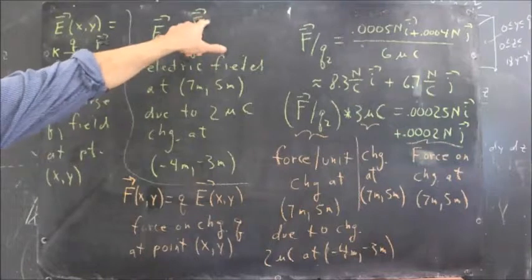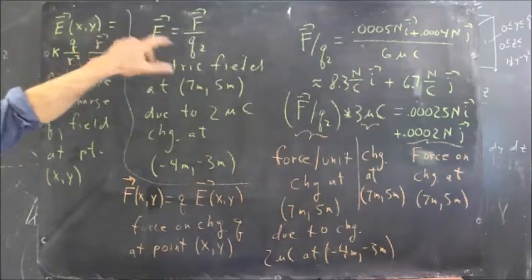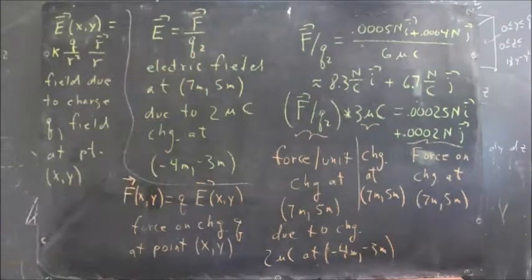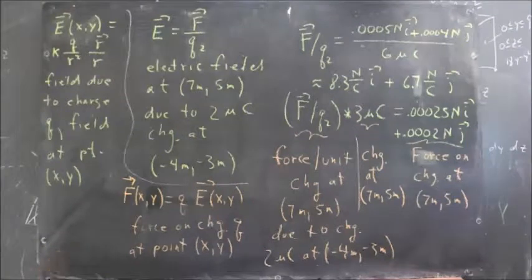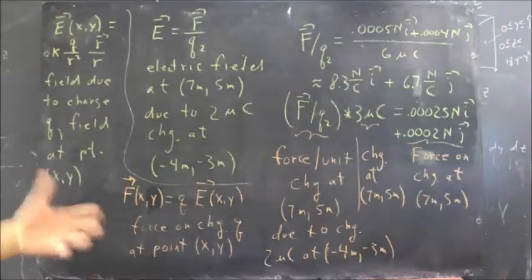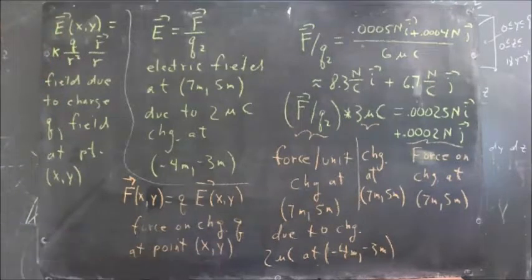So obviously, if E equals F over Q2, F equals Q2 times E. And we drop the 2 because now we're talking generally about this thing called an electric field that we've calculated in one way or another. We don't have a Q1 and a Q2. Once we get the expression for the electric field, we just multiply that by the charge, we get the force.